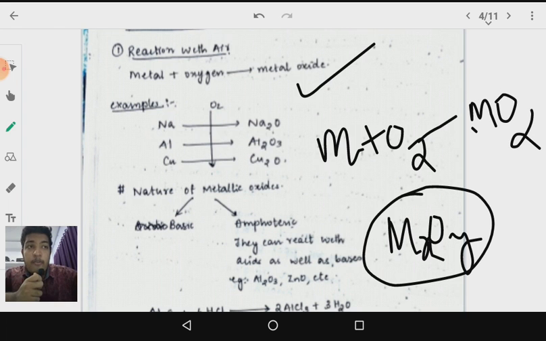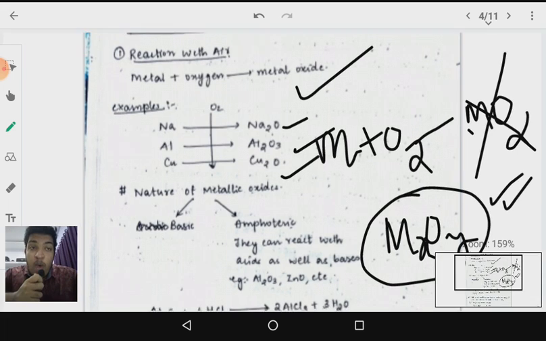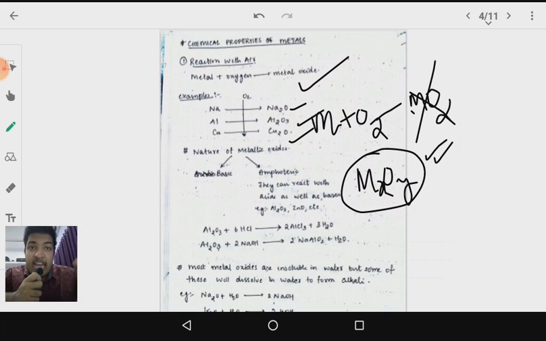So the general formula for oxide is better to use this one, that is MxOy. If I take sodium, sodium reacts with oxygen to form sodium oxide, that is Na2O. Aluminium reacts with oxygen to form aluminium oxide of the formula Al2O3, and copper reacts with oxygen to form copper oxide, that is Cu2O. Now, what is the nature of these metallic oxides?